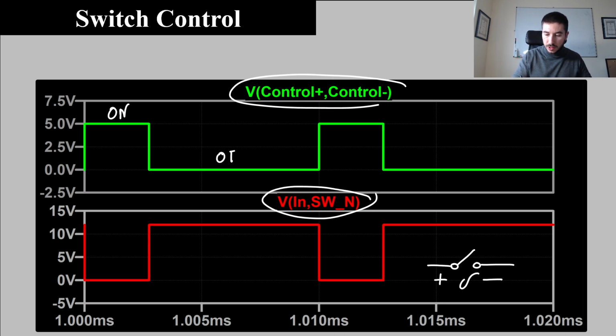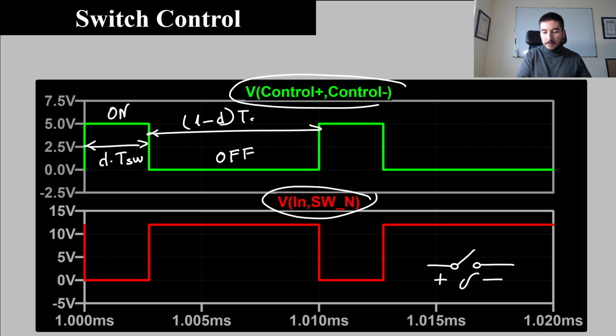Here we turn off the switch with 0 volts. We configured in the previous video this time interval to be equal to d times t switch, and this one is equal to 1 minus d times t switch, the switching period. Okay, state 1 and state 2. In state number 1, we have a short circuit, because the voltage across that switch is 0. In state number 2, the switch is off. We have an open circuit, and we see that the voltage is 12 volts, the input voltage.